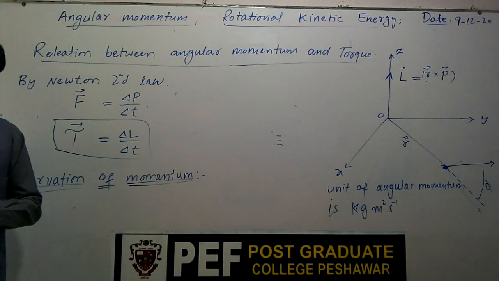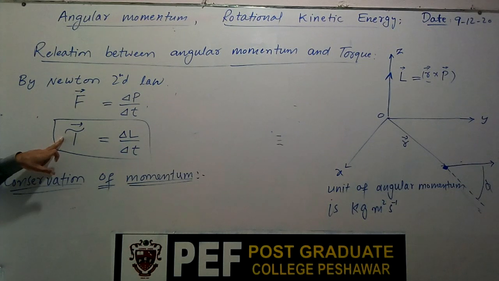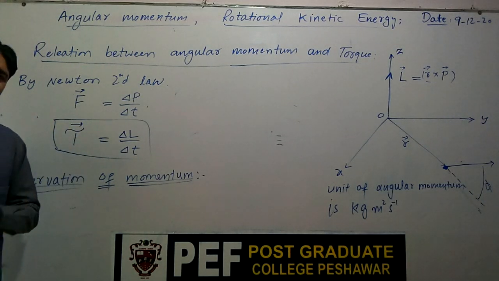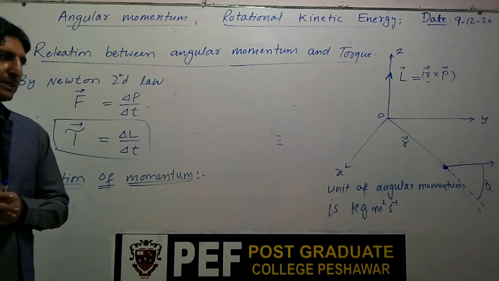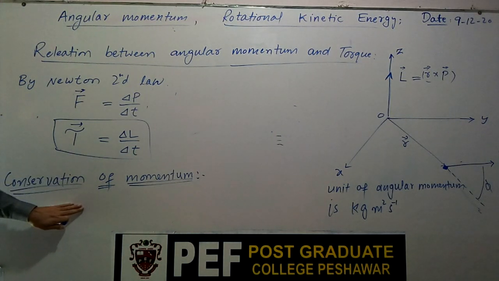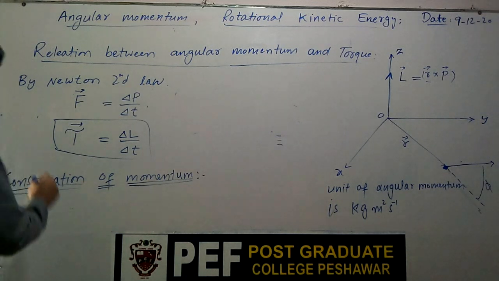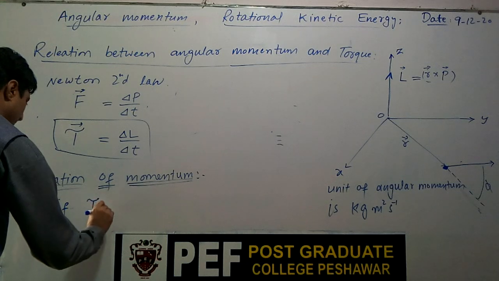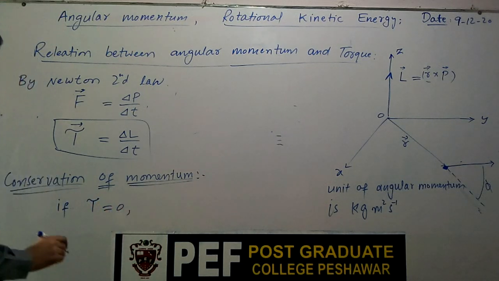The momentum of a system will be constant, or will be conserved, if the net torque acting on the system of the body is equal to 0. It means that if torque equals 0, then there will be no change in the momentum. Then final momentum will be equal to initial momentum. So by conservation of momentum, we mean if torque equals 0, then what will happen?